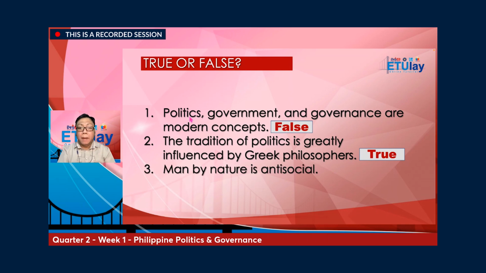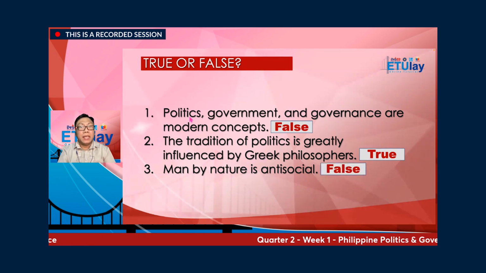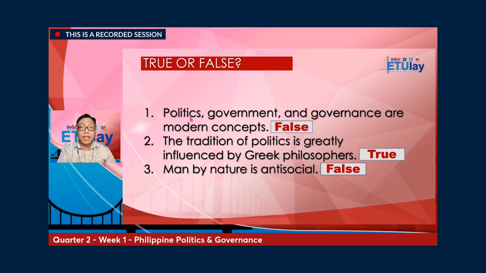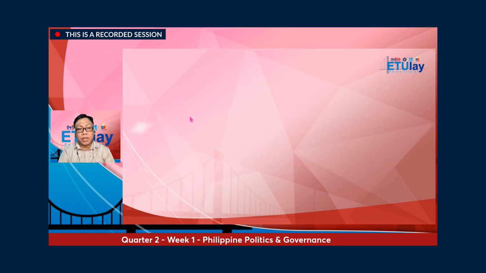Number 3, man by nature is antisocial. Is it true or false? It's false. Because by nature, man is a social being. We need to talk, we communicate with our friends or other people, either in social media or in person, face-to-face, in our classmates. We are social individuals, not antisocial.